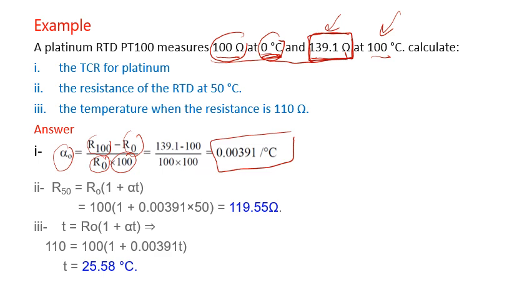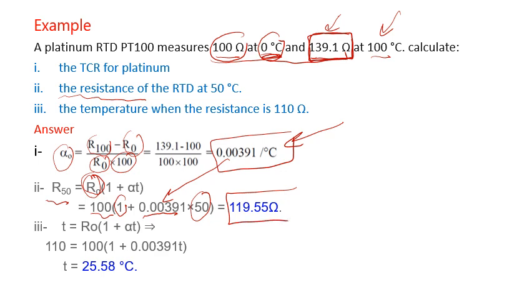Now, in the second part, he asked me to calculate the resistance of the RTD at 50 degrees Celsius. So at 50 degrees Celsius, we can use the alpha which we just calculated, because it's for the same device. So alpha will not change. That's going to allow us to use this equation, R50 equal to R0 times 1 plus alpha times T. In the substitution, R at 0 equal to 100, and here 1 plus alpha, which we just calculated, multiplied by 50.